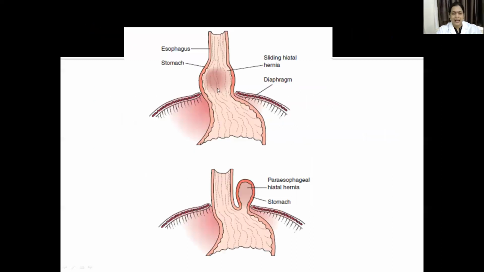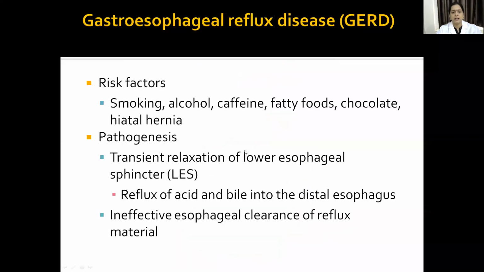So this is an example of the sliding hernia. So you can see this is the stomach which is going inside. The part of the esophagus is the most common type. And then here you can see the paraesophageal hernia, wherein the part of the stomach is protruding parallel to the lower end of the esophagus. So this is the paraesophageal hernia.